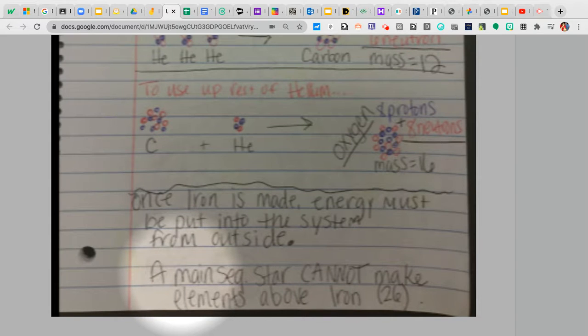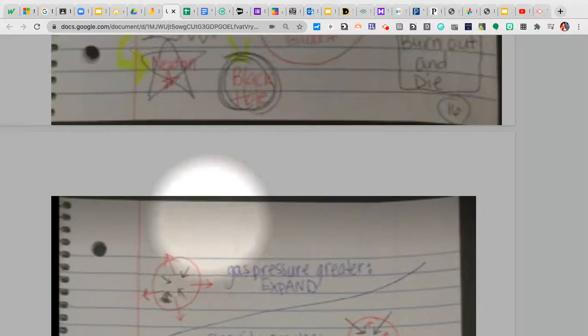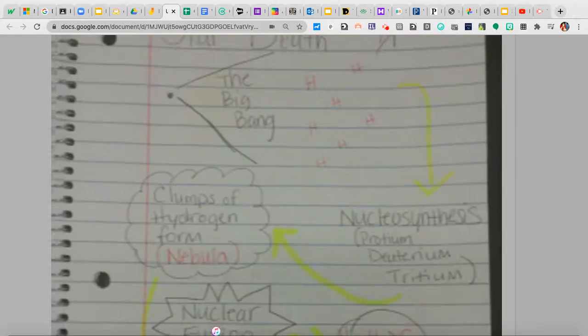So once a main sequence star cannot make elements above iron 26, that's where it either turns into a dwarf or becomes a supernova, depending on the mass of the star. So I'll show that to you in the next slide. All right. Here we go. Let's go up. Again, I told you these were out of order.